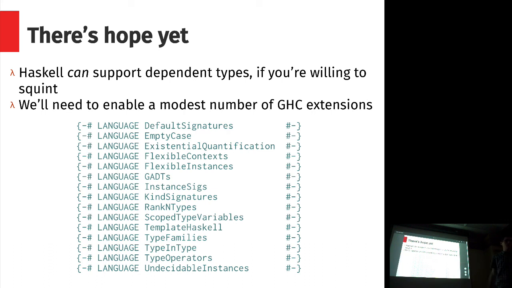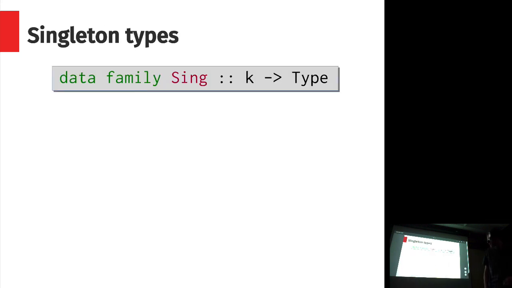You know what all these do. Basically, we're not using vanilla Haskell here. We're going into deep vanguard GHC territory, so it's going to get weird. So I mentioned we're using singleton types, and what that actually means in terms of code is this thing. If you're not familiar with data families, don't worry. Essentially, this is a family of types that's indexed by a kind variable k.